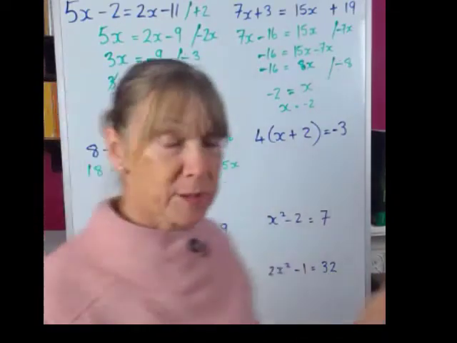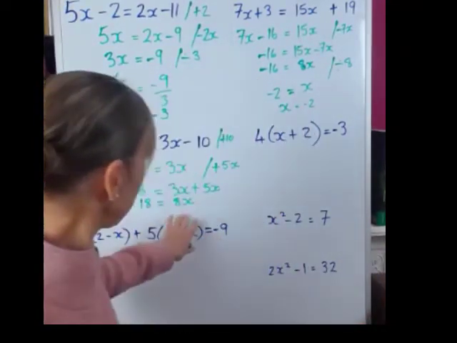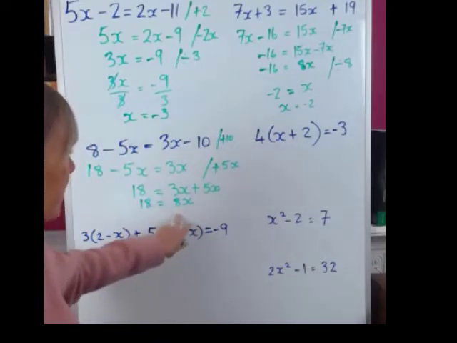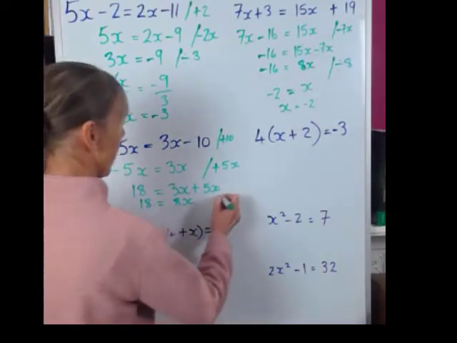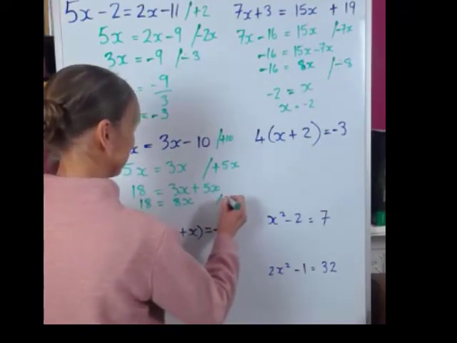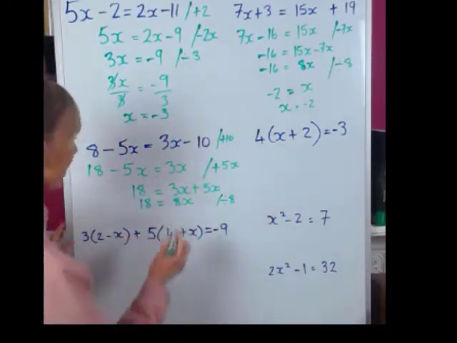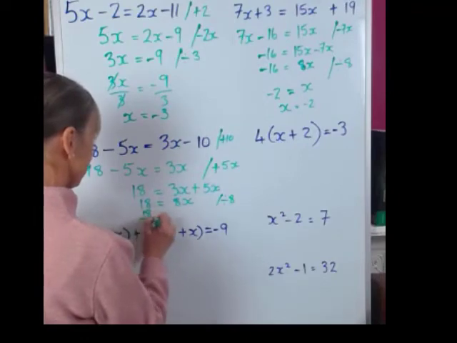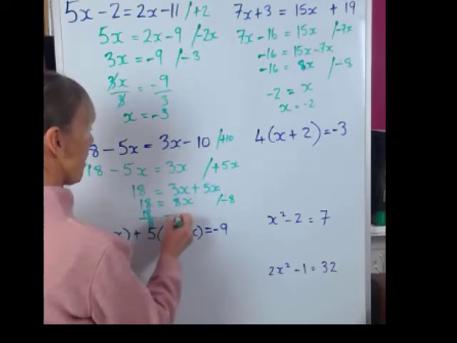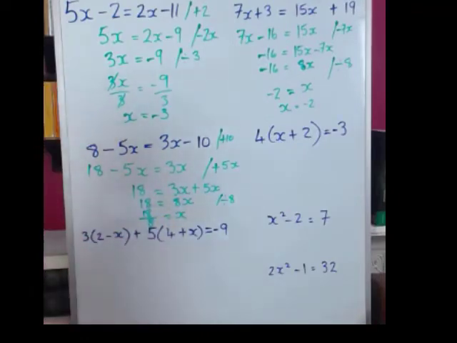Yep, 3 lots of x plus 5 lots of x is 8 lots of x. And the final step now is to divide both sides by 8. If we divide 8x by 8, we get a single x. So here's us dividing both sides by 8.